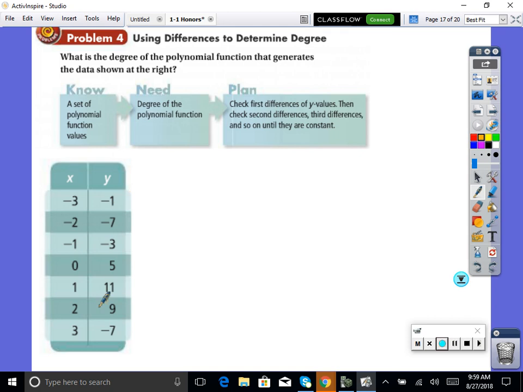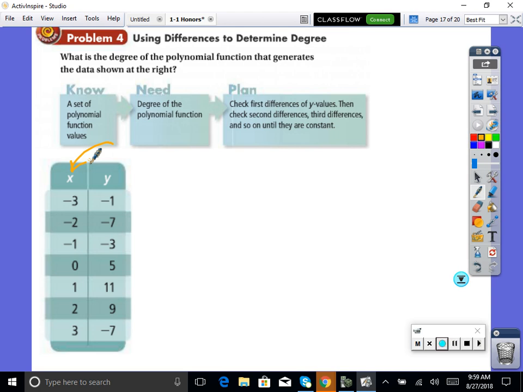Not right off. We have some set of XY points. It's got to be some degree, degree 1, degree 2, degree 3, you know what I mean? Everybody, it's got to be some degree. So the first thing you have to check is, are my X values in order from least to greatest? Yes, from negative 3 to 3.